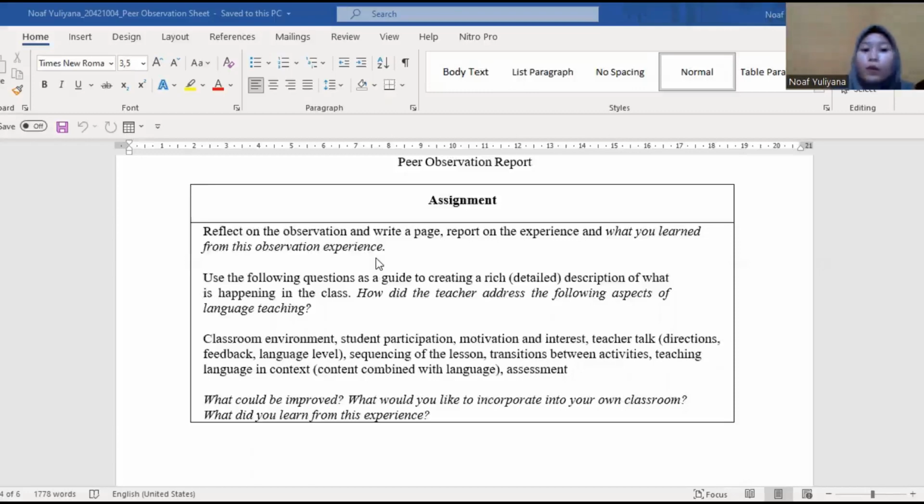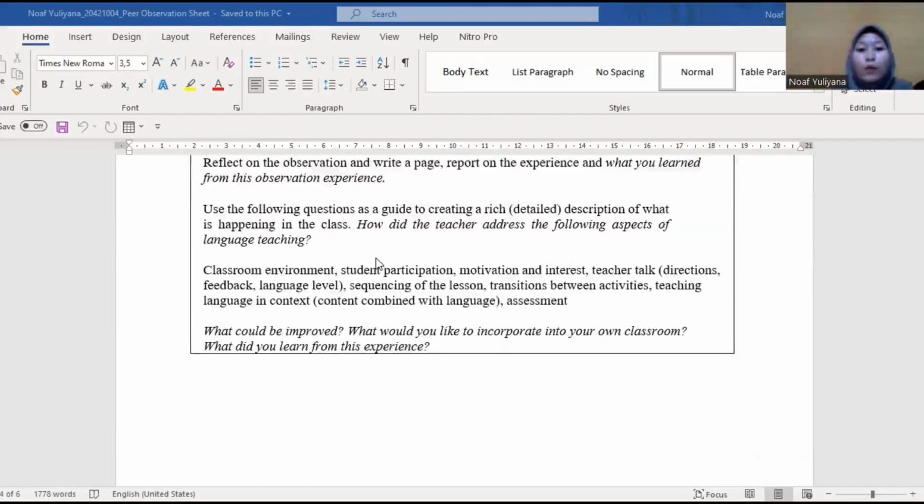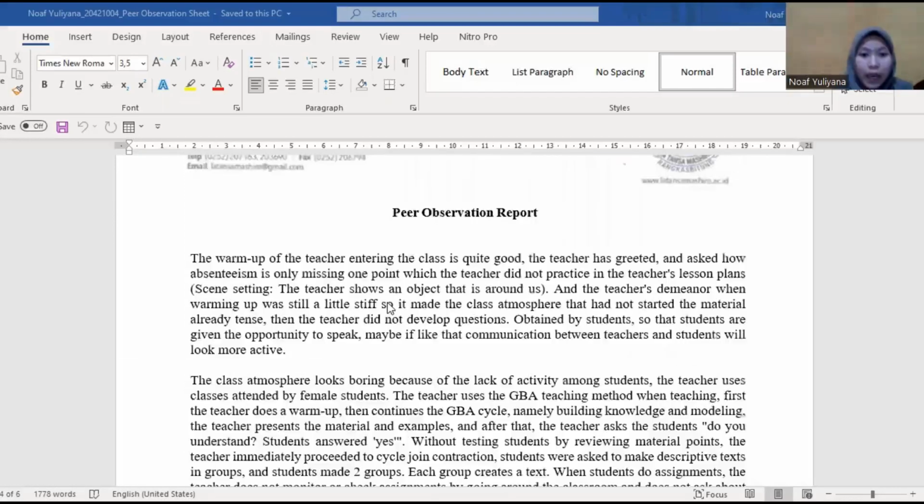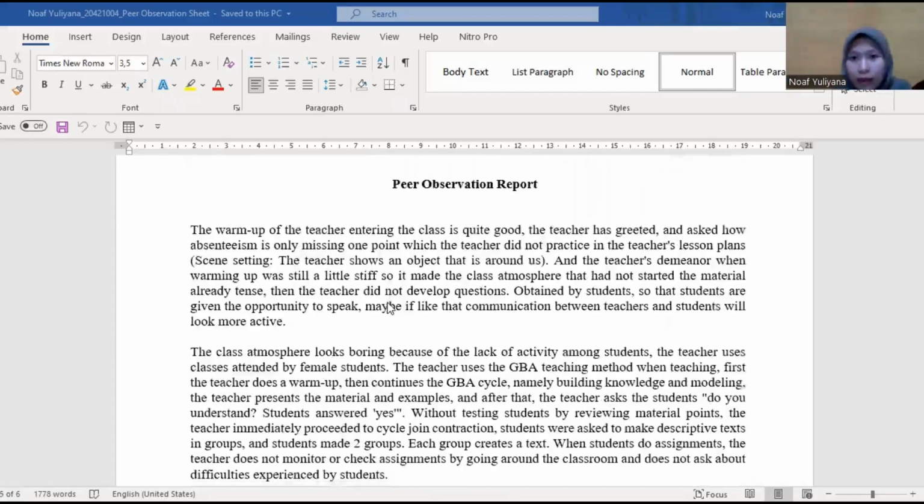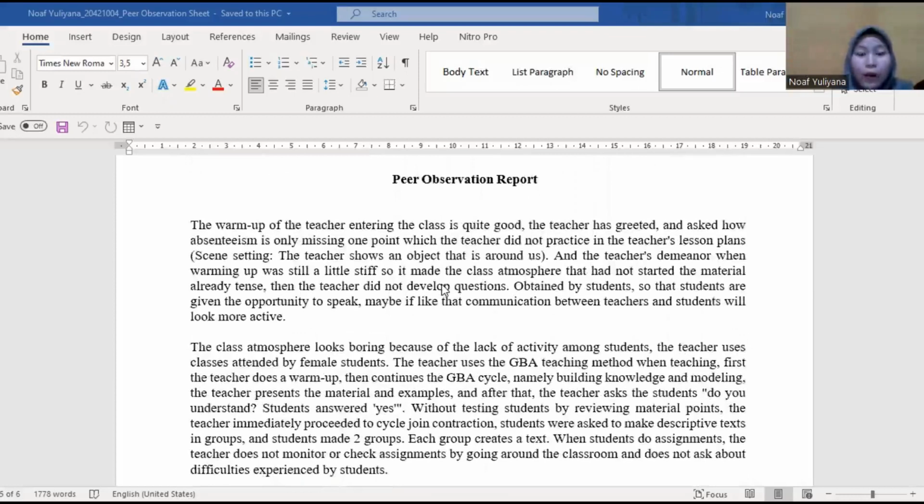And also what could be improved. What would you like to incorporate into your own classroom? What did you learn from this experience? I'm sorry, what did I learn from this experience? Okay, I already made the observation report. Okay, I will read.